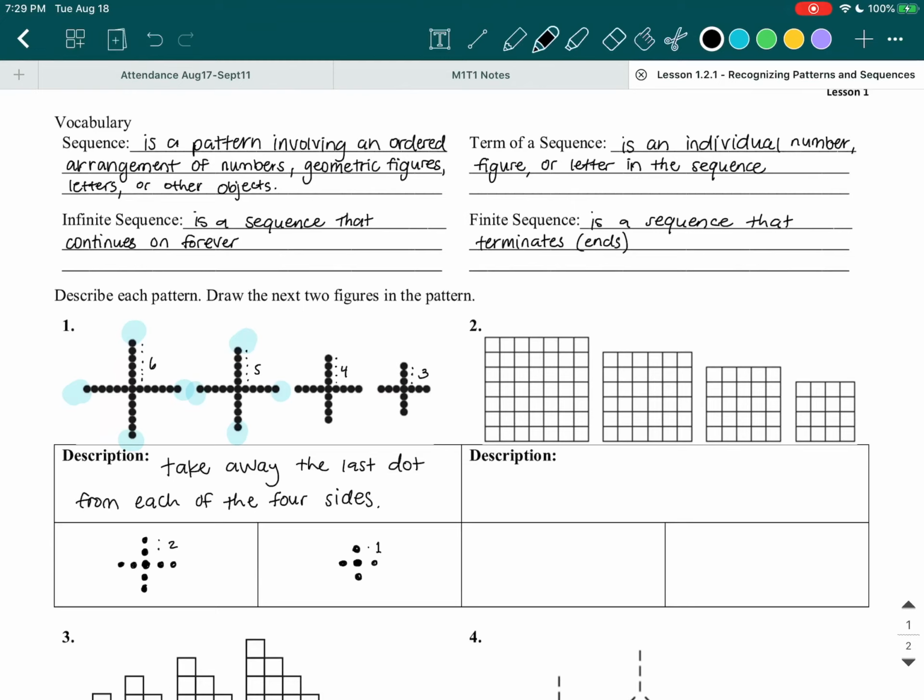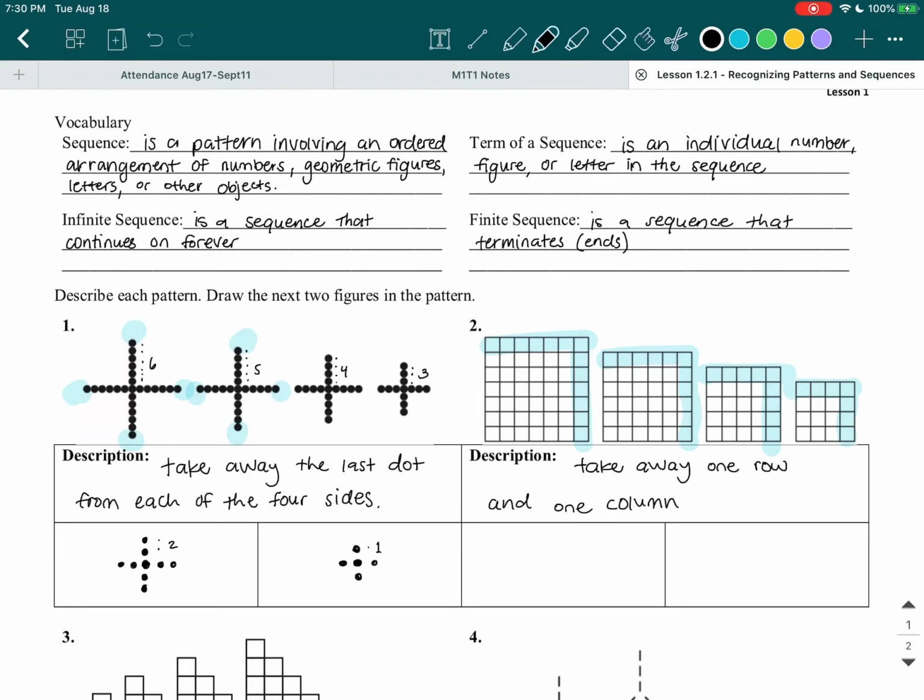All right, so now we're unpaused. I want you to think about how you would describe what's happening in number 2. So I'm sure since I gave you guys some time, you probably all came up with different ways of talking about it, but the way I see it is you take away 1 row and 1 column from the box. Take away 1 row, take away 1 column, take away 1 row, take away 1 column. And so that's how I'm going to describe it. Take away 1 row and 1 column.